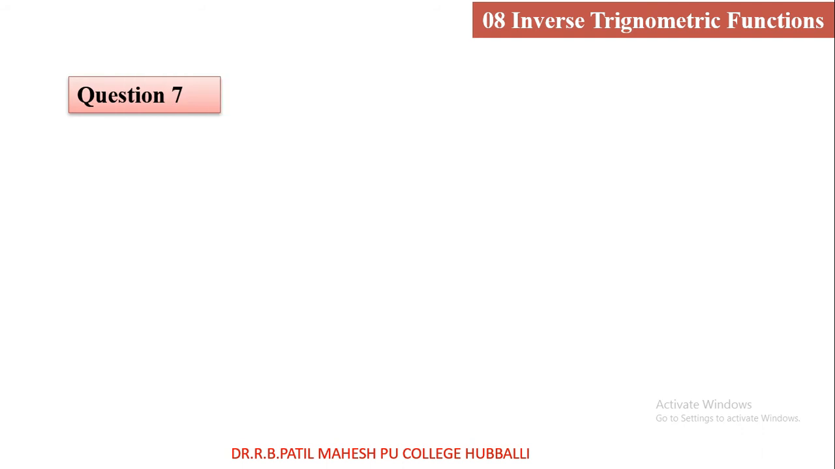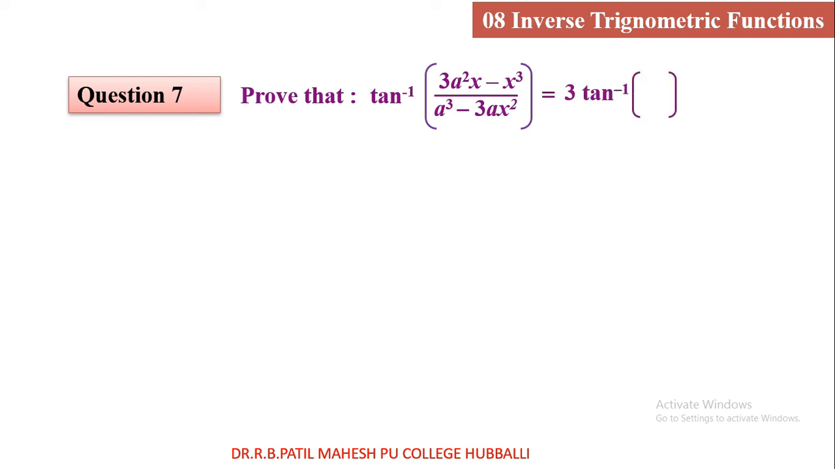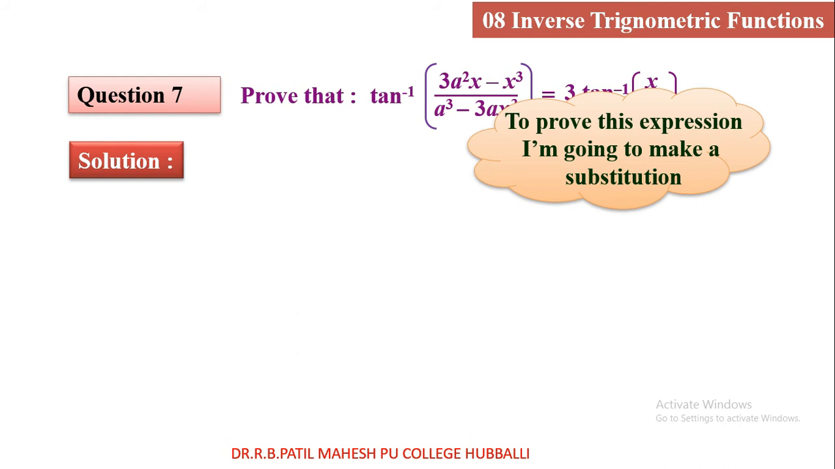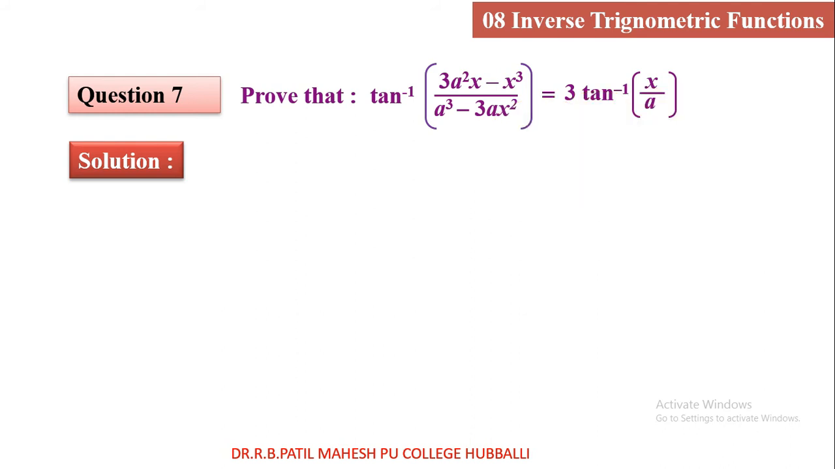Question number 7. Prove that tan inverse of 3a square x minus x cube upon a cube minus 3ax square is equal to 3 tan inverse x by a. This is the proof. To prove this expression, I am going to make a substitution here, that is put x equal to a tan theta, so that tan theta will be x by a, then theta will be tan inverse of x by a.